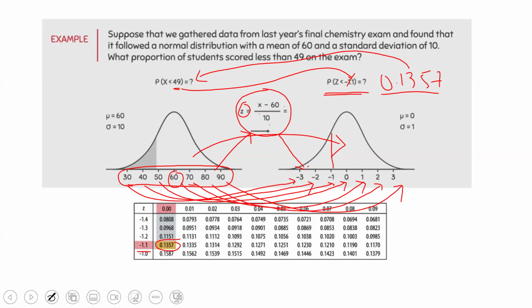Clear? Understood. Okay. Everyone is able to follow or no? Yeah. Understood. Able to follow. Okay.